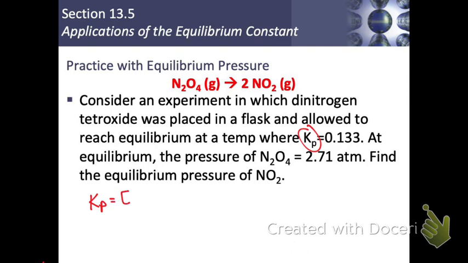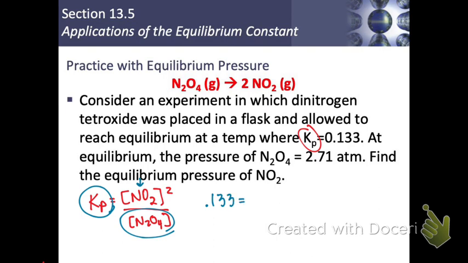Yep, exactly right. We're still going to set up NO2 to the second power over N2O4. But here's the difference: this time we know Kp and we know this one. So we're going to work backwards and do algebra to solve for NO2. Pretty simple. So 0.133 equals the NO2 pressure squared, because of our 2 coefficient, over the N2O4 pressure, which is 2.71.